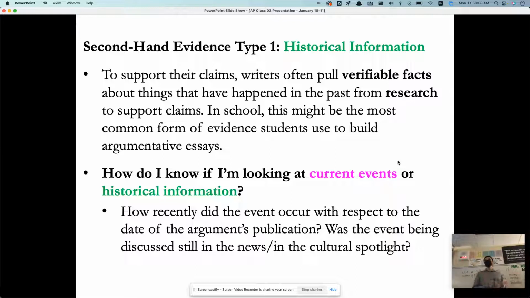But if no one in the cultural zeitgeist right now is talking about that event that happened in 2021, and now some academic comes along and writes a paper about something related to that event, cites that newspaper, the citation of the newspaper would still be current events evidence because the newspaper was published right after what happened. Does that make sense? I see a couple nodding heads.